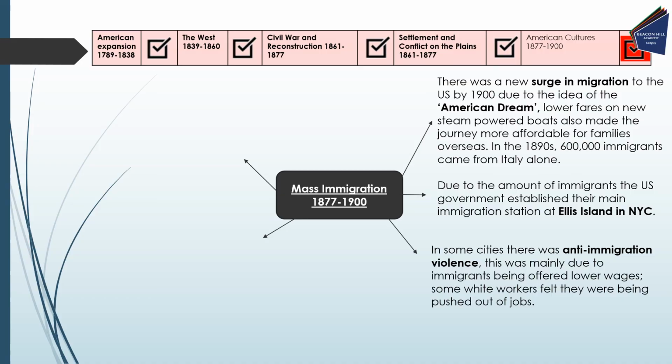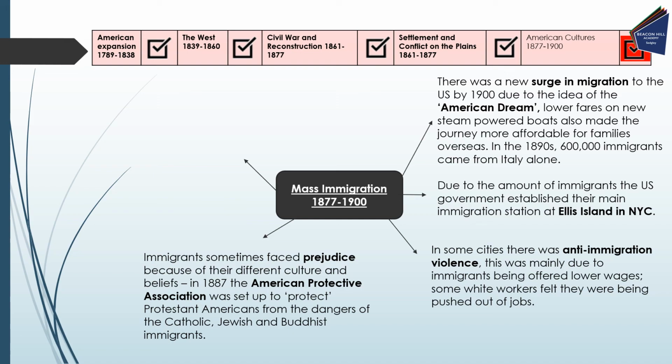So again, in terms of consequence, if this was a 9-mark question, you could absolutely speak about anti-immigration violence. Immigrants sometimes also faced prejudice because of their different culture and beliefs. In 1887, the American Protective Association was set up to protect Protestant Americans from the dangers of the Catholic, Jewish and Buddhist immigrants. Obviously this is a racist organisation designed to hold on to what this group of white Americans perceive to be American culture. So obviously prejudice, again, would be another consequence that you could discuss in the exam.